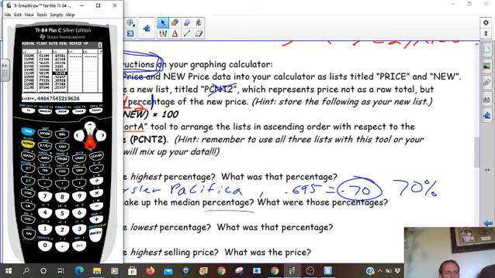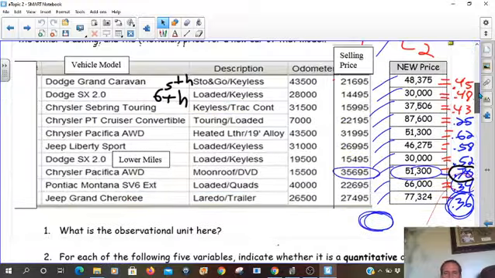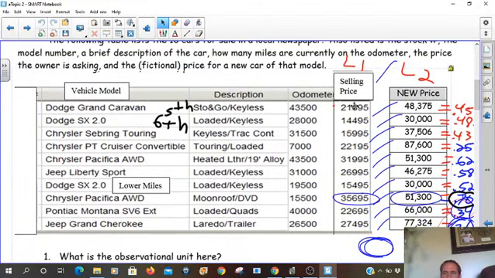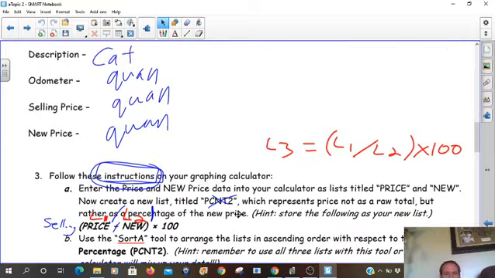So 0.45 to 0.48 would be our answer. And the vehicle names are 14495 and 21695. So it's the Dodge Grand Caravan as well as the Dodge SX 2.0. And so that's our answers for the median.